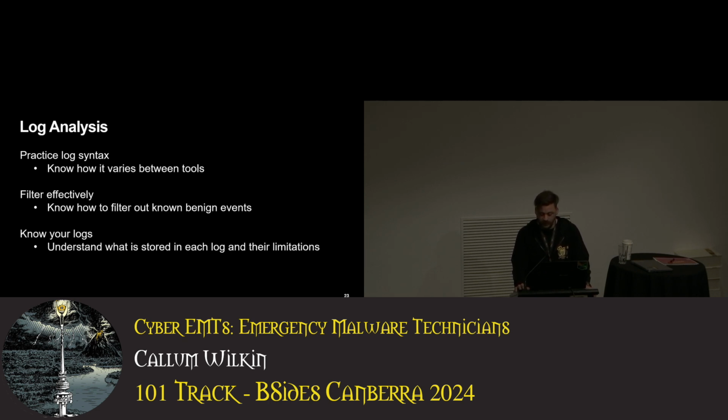Finally, you need to understand the data each log contains and the limitations of it. Some will only contain metadata about events, while others contain a lot of information. So learning how to find what you need to find within those is essential, especially ahead of time.